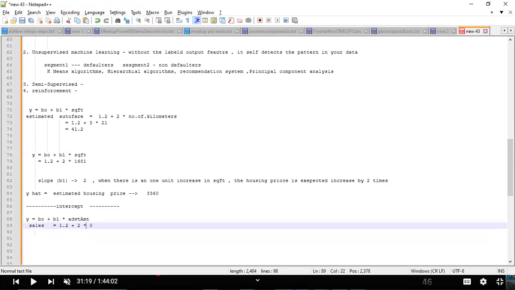Okay. Let's say your manager asks you a question. Okay, sales, for example, the model predicts the intercept, beta naught, as something like 34.2, which means 34,000, something like that.